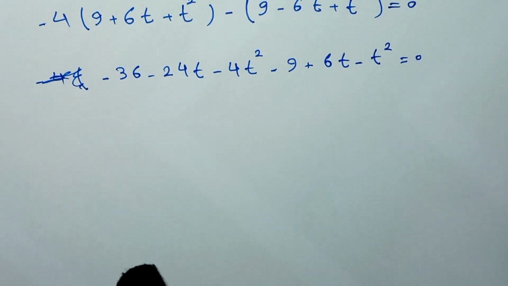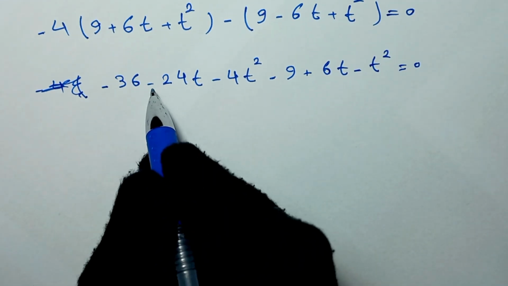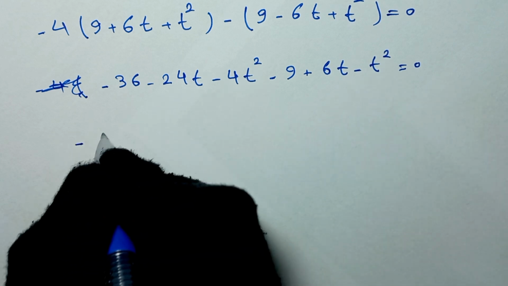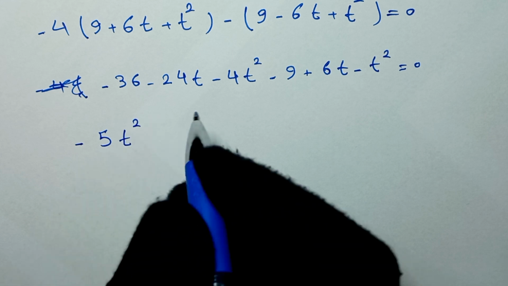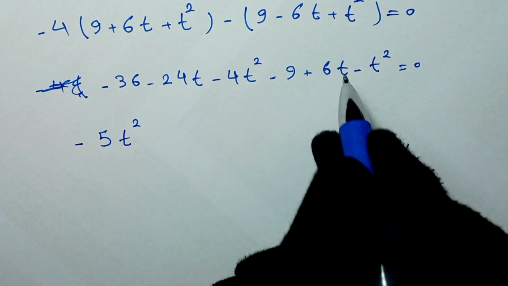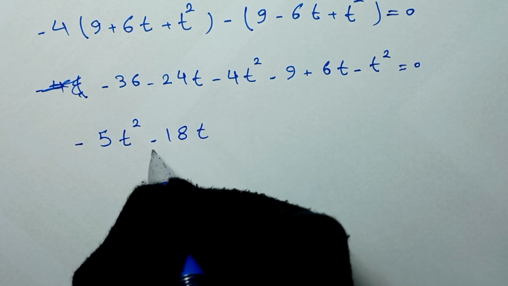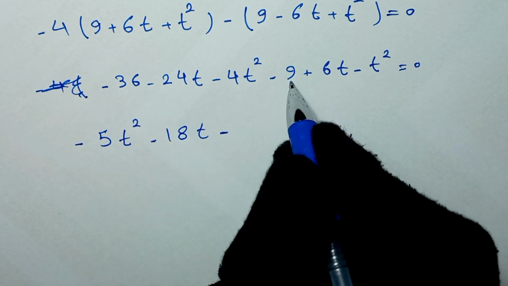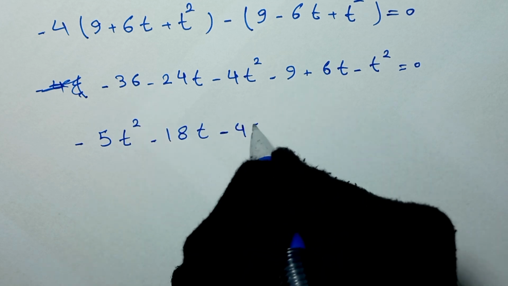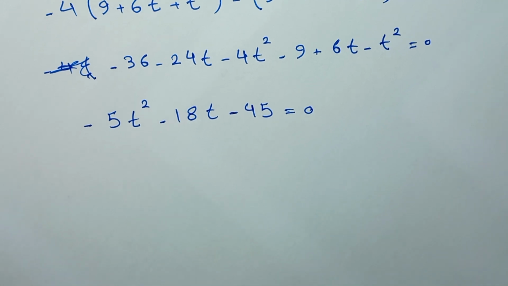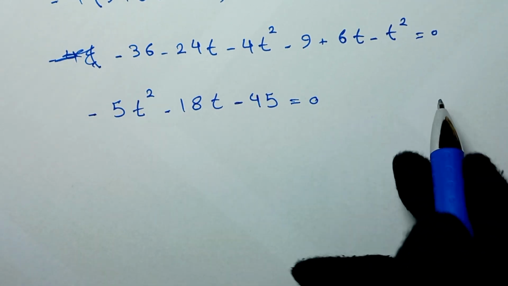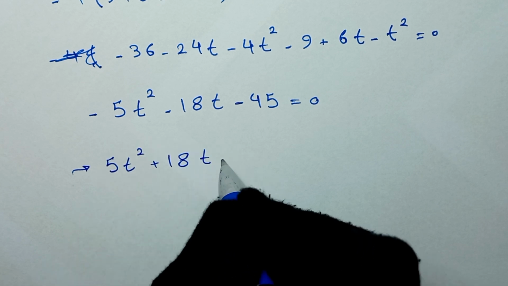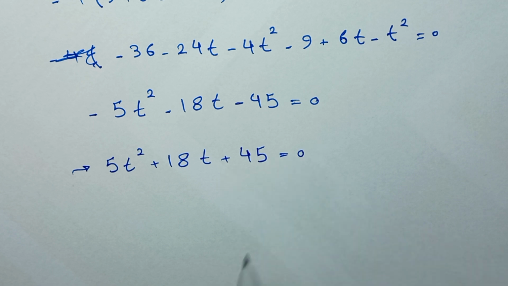So in here it will be negative 4t square minus t square, it will be negative 5t square, and negative 24t plus 6t, it will be negative 18t, and negative 36 minus 9, it will be negative 45 is equal to 0. And we take all of these three parts to this side, so it will be 5t square plus 18t and plus 45 is equal to 0.